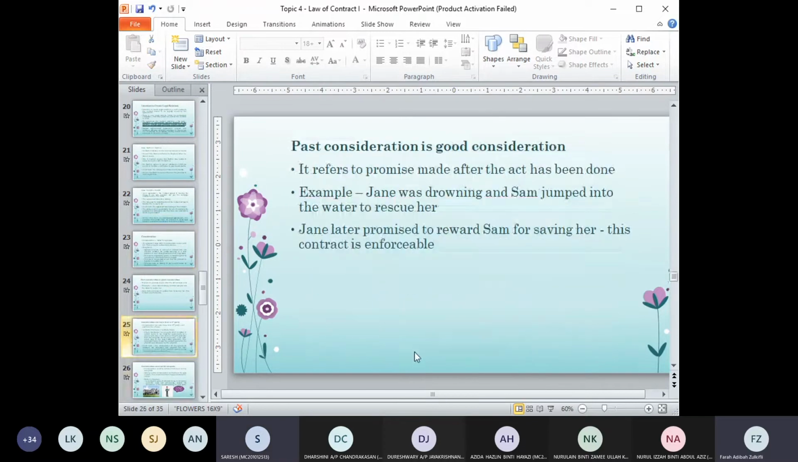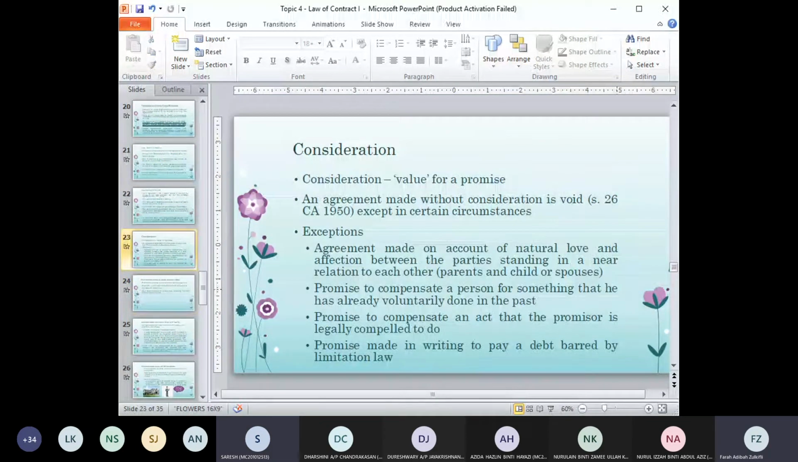No, madam. Okay. So if there is no question, we continue to the fourth element, which is consideration. Consideration is what we call value for a promise. When you want to sell someone something and the other person agrees to buy something from you, there must be a consideration. You must get something from the contract. The other person must also get something from the contract, because an agreement made without consideration is void.